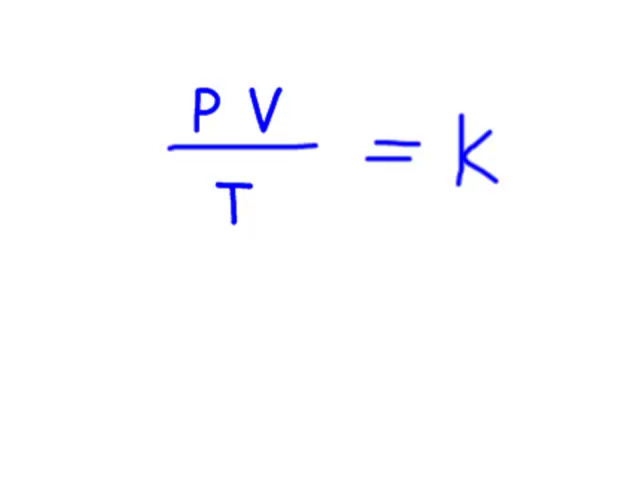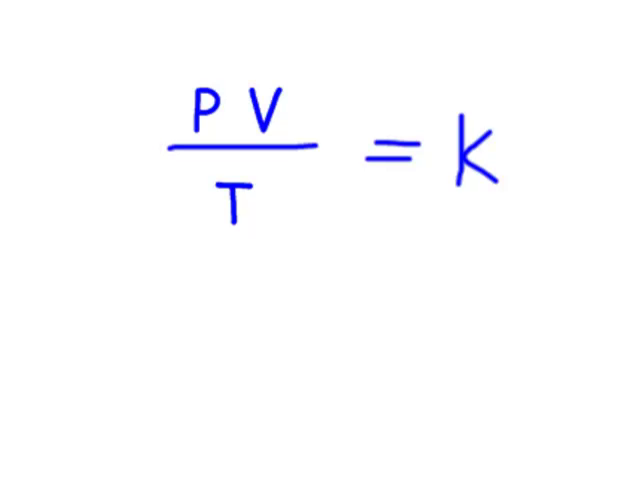All of those relationships between pressure, volume, and temperature that we just talked about can be written in the form of this equation. Pressure times volume over temperature equals some constant K. You'll notice this does reflect all of those relationships we just talked about.